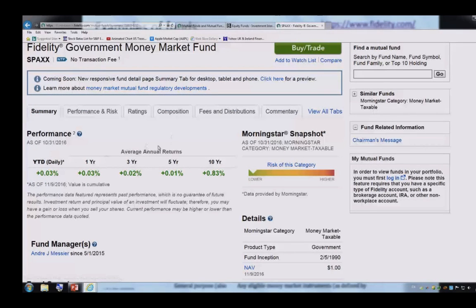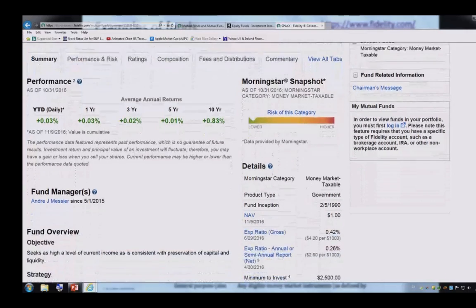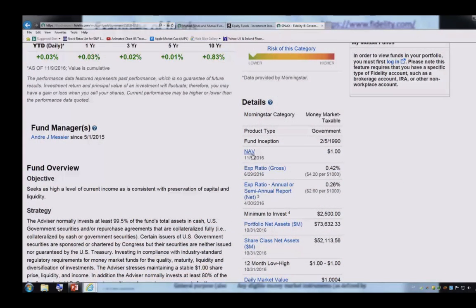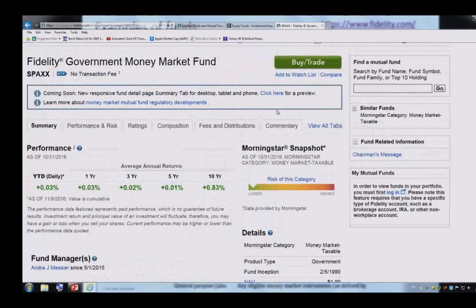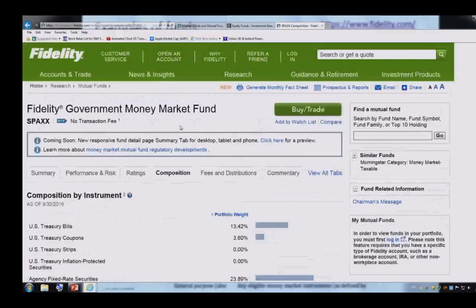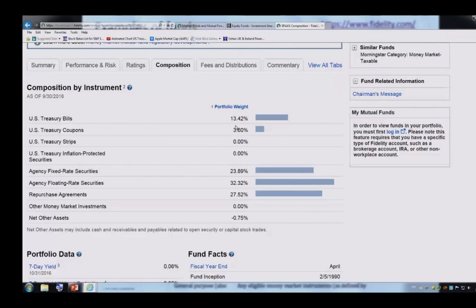And this is the past performance of the fund. The net asset value, the current price of your share, is exactly $1. Let's look at the composition. 13% of the fund's money is invested in short-term US government bonds, 3% in US government coupon bonds, and a total of more than 50% is invested in government agency bonds.